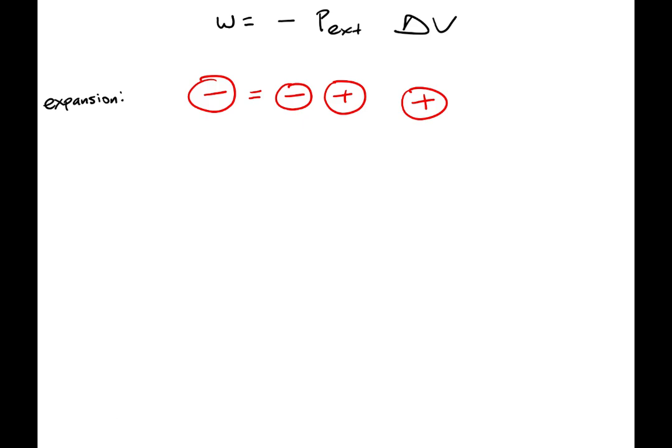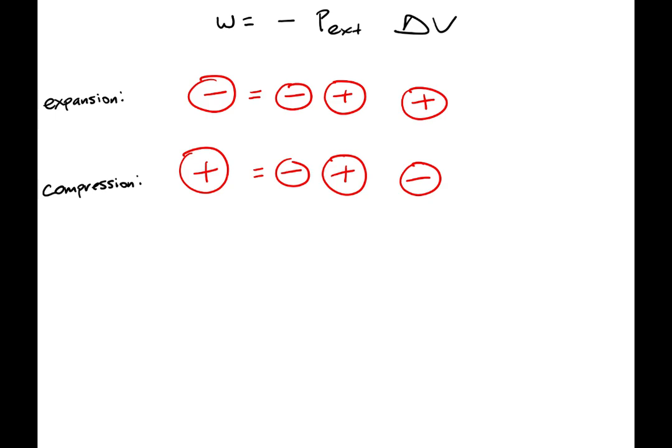Now, we could also consider the case of a compression. In the case of a compression, the change in volume is negative, right? Volume decreases when something is compressed. The external pressure is still positive, because there's no such thing as a negative pressure, so P external has to be a positive number. And the negative sign that you have out in front of the equation makes it so that you're multiplying two negatives by one another. When you multiply two negatives, they wipe one another out, and you're left with a positive value. And so you get that work is positive in a compression.